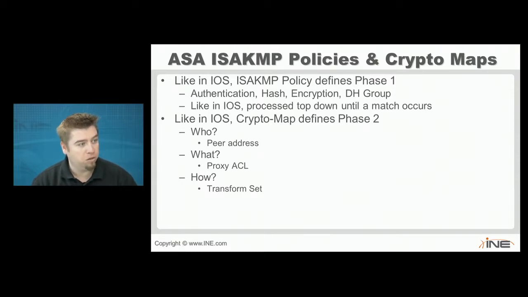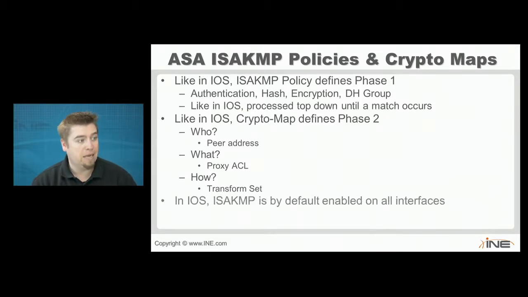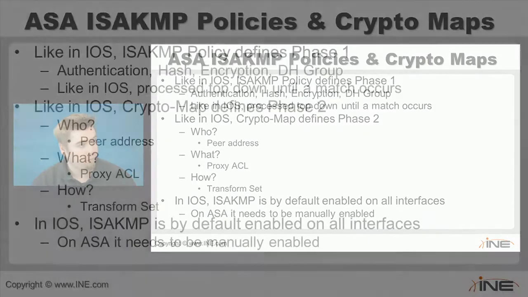Now, one of the minor differences that you could get tripped up on if you didn't know that this was the case is that in regular iOS, ISAKMP is enabled as soon as you enable the crypto map on the interface, but in the case of ASA, this is not the case. So we would have to apply the crypto map, but then also need to manually enable ISAKMP on your interfaces, where typically this is normally going to be the outside interface that we're applying the crypto map on, and then also enabling ISAKMP on as well.